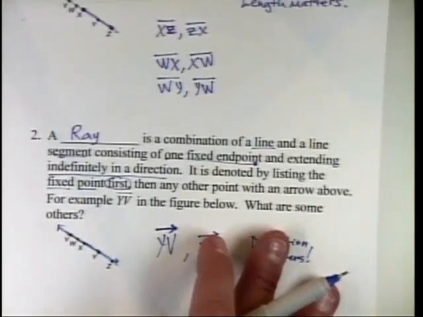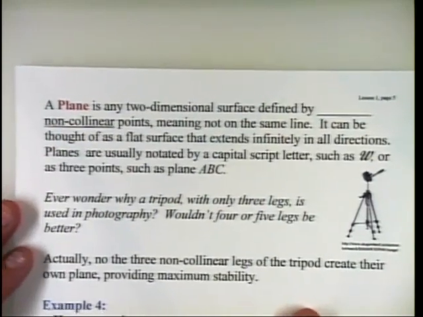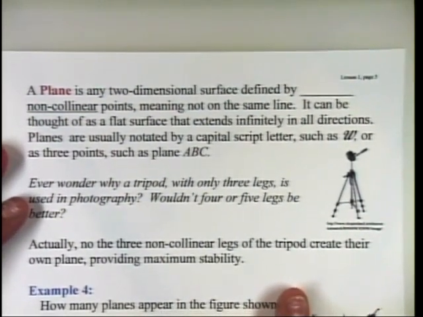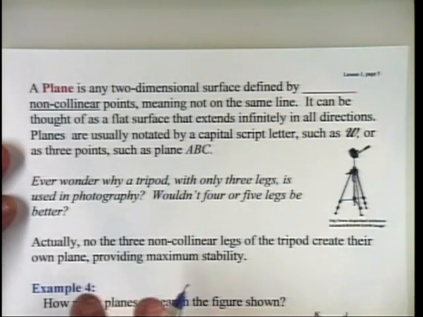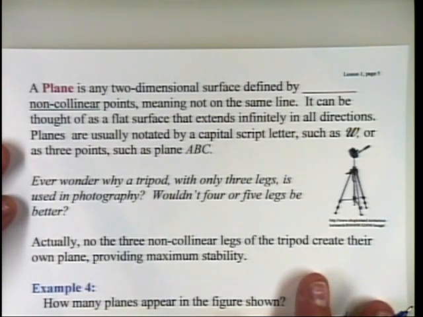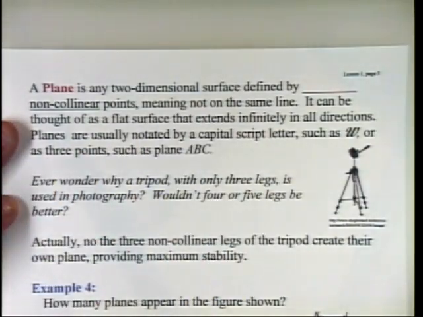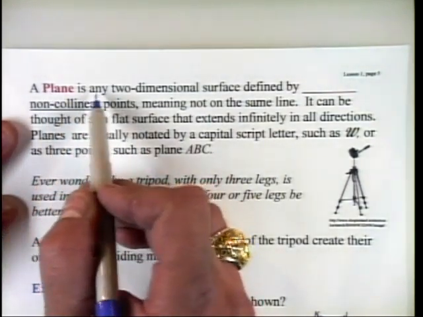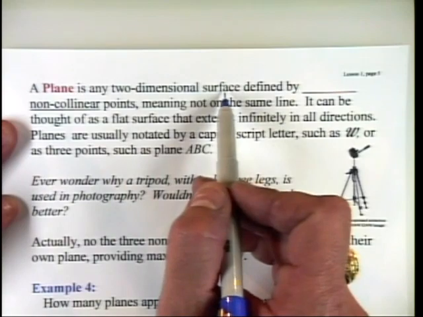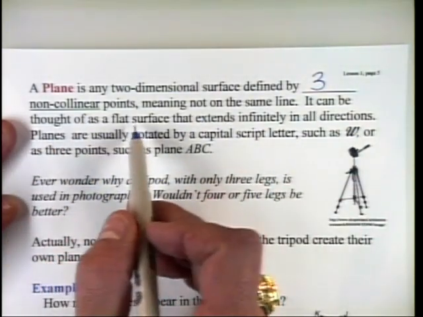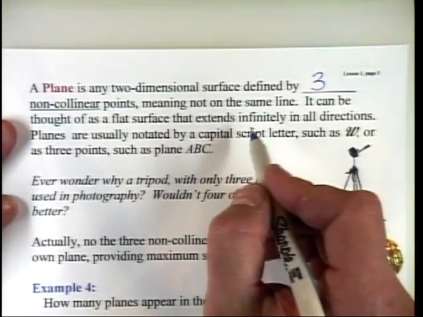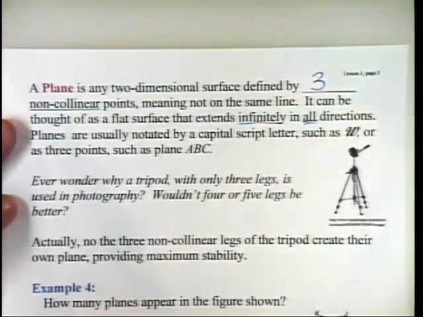Okay? Moving right along to the next page, we're going to step it up one dimension still, and we're going to go to a plane. So we went from a 0-dimensional point to a 1-dimensional line that has length to now a 2-dimensional plane. My bad. A plane is any 2-dimensional surface defined by 3 non-collinear points. And non-collinear just means not on the same line. It can be thought of as a flat surface that extends infinitely or indefinitely in all directions.